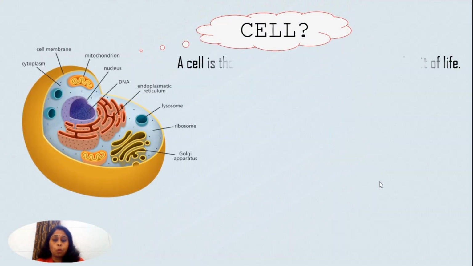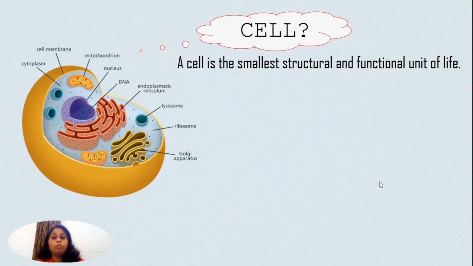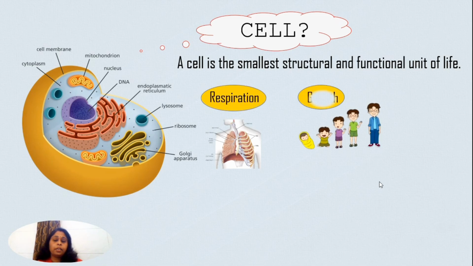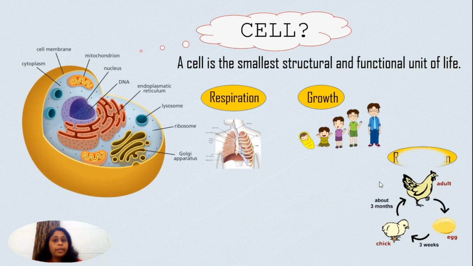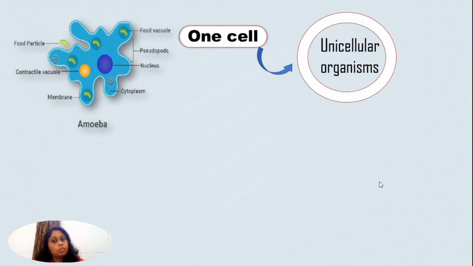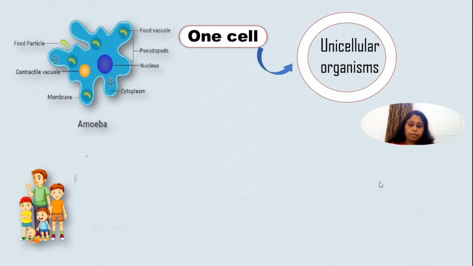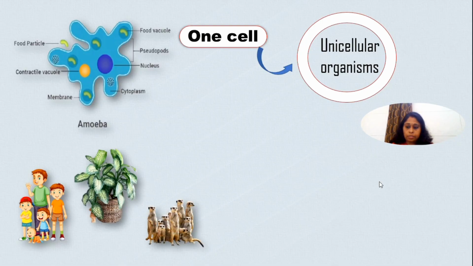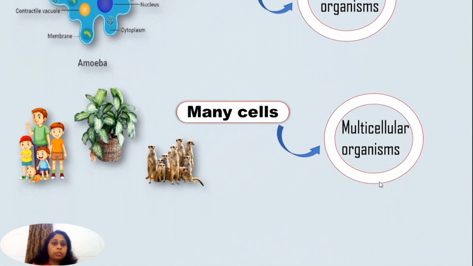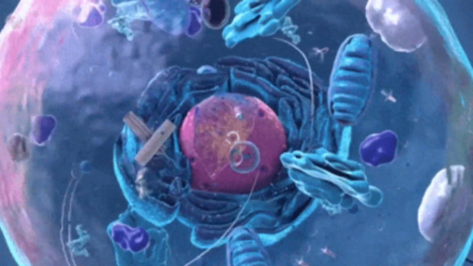A cell is the smallest structural and functional unit of life. This means that a cell is the smallest unit that can perform all the life processes called respiration, growth, reproduction and excretion. Some organisms like amoeba are made up of only one cell, and that is known as a unicellular organism. Other organisms like humans, plants and animals are made up of millions of cells, and these are called multicellular organisms.